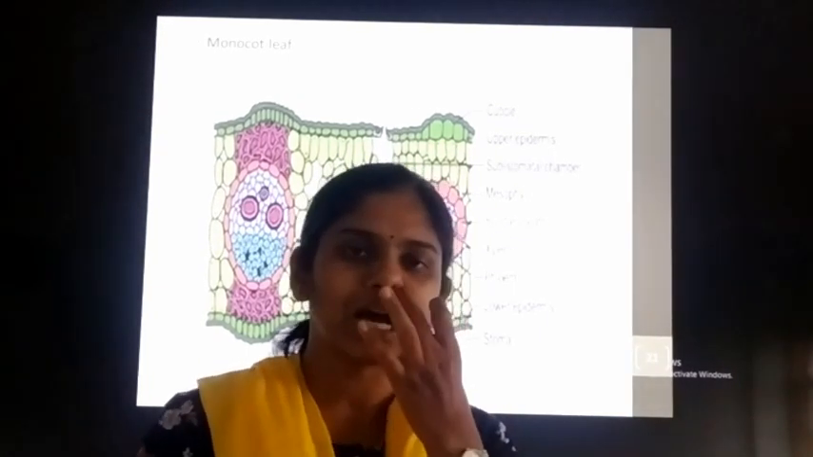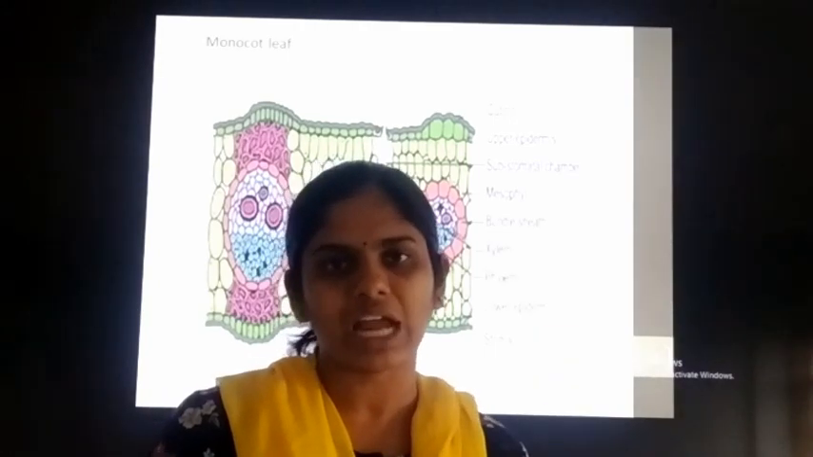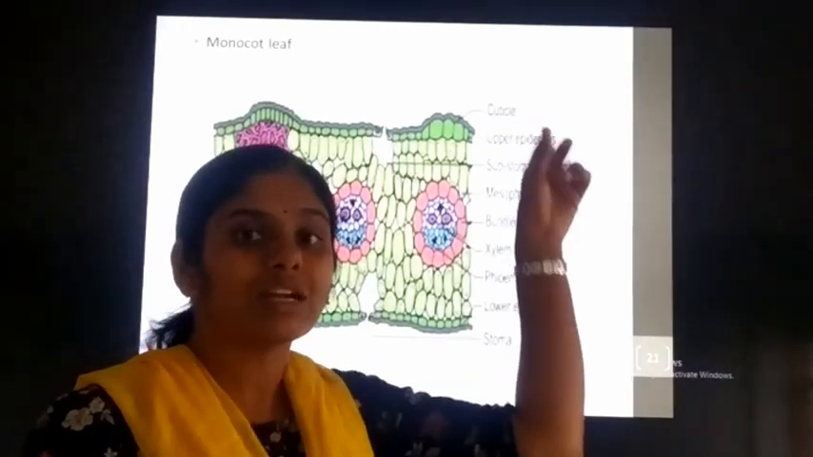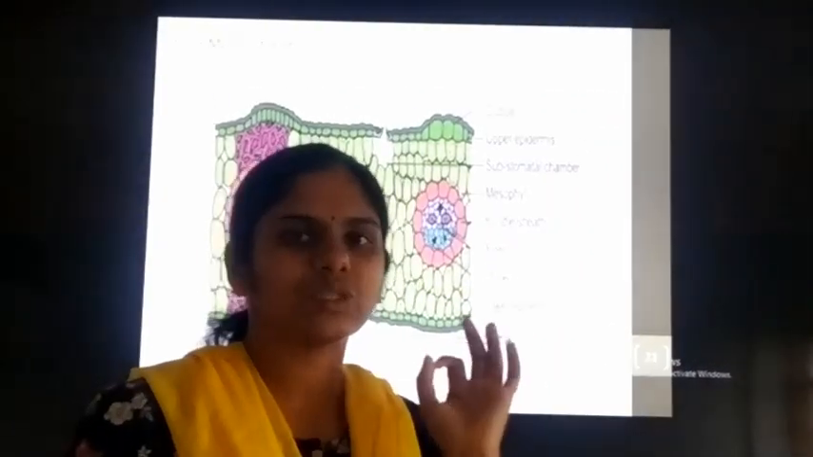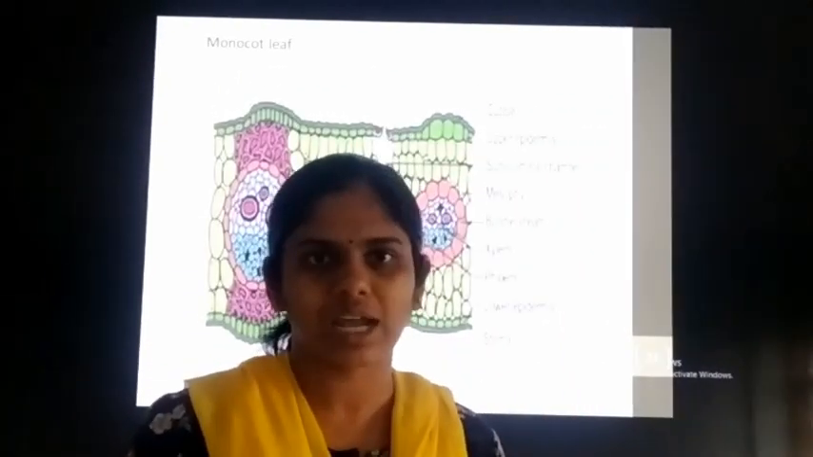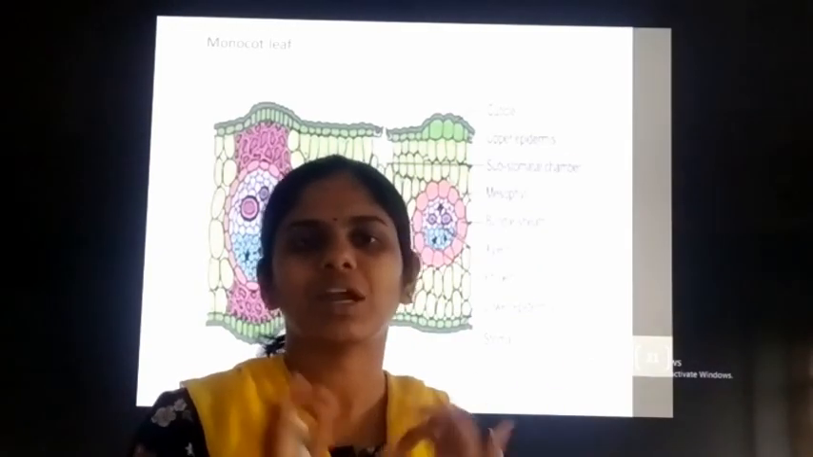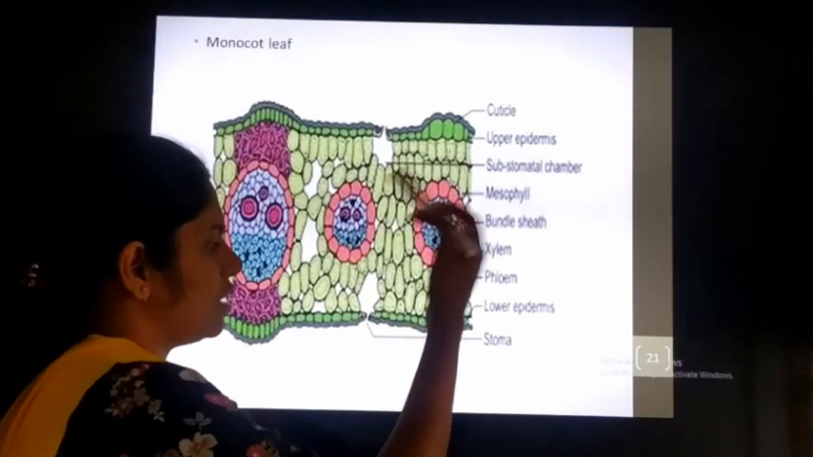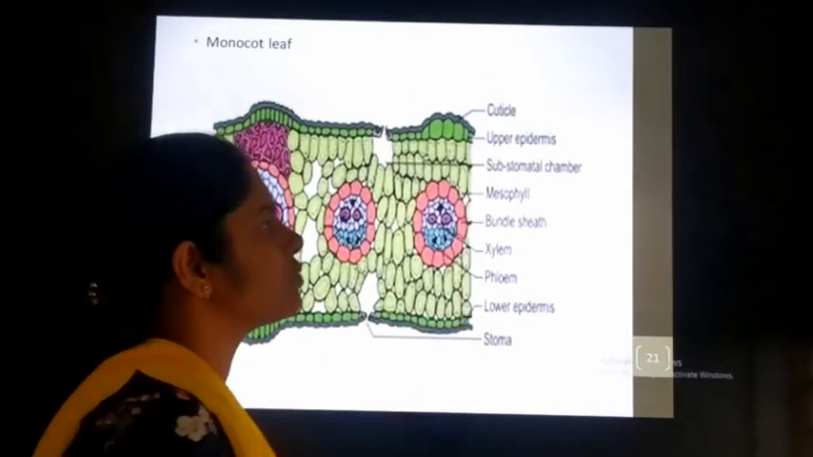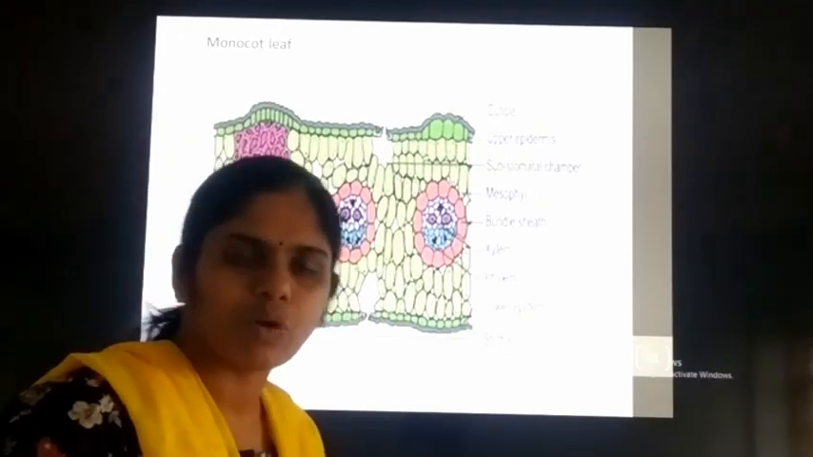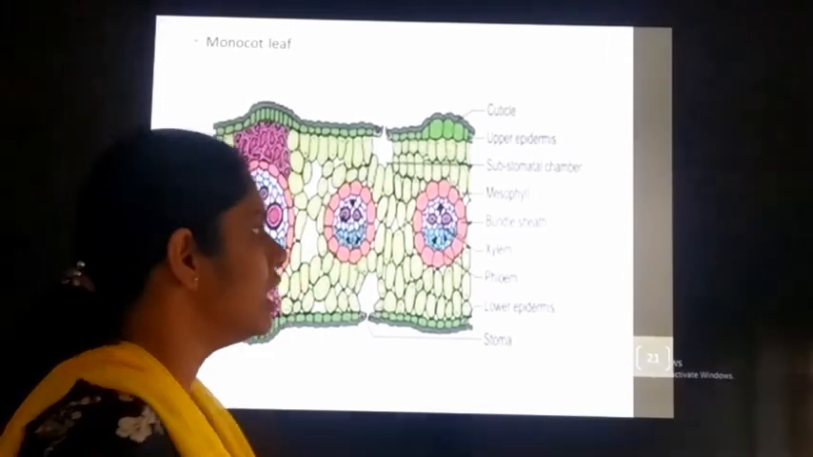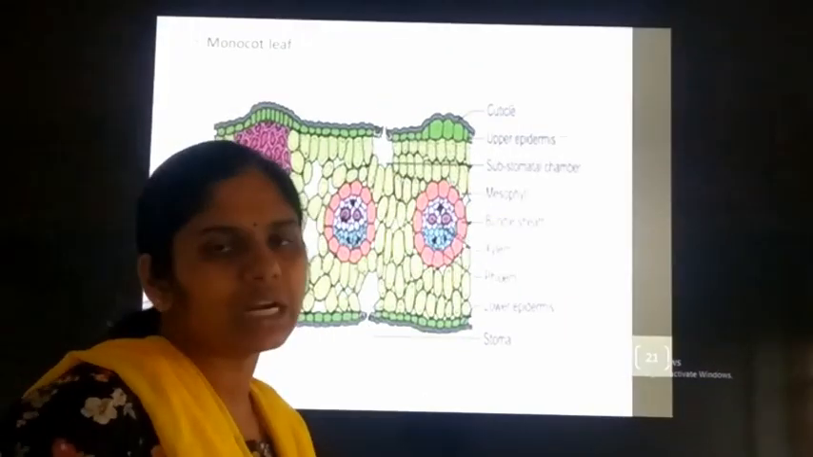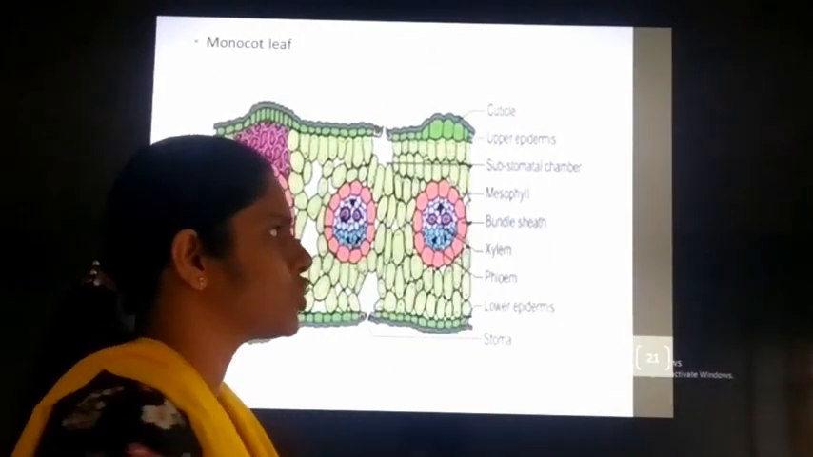When we take a vertical section of an isobilateral leaf, it has two surfaces, the upper and the lower surface. Both surfaces have a number of stomata. So the stomata are equally distributed on both surfaces. Next to the stomata is the epidermis. Above the epidermis there is a cuticle, which avoids the excess rate of transpiration. Next we come to the mesophyll tissue.